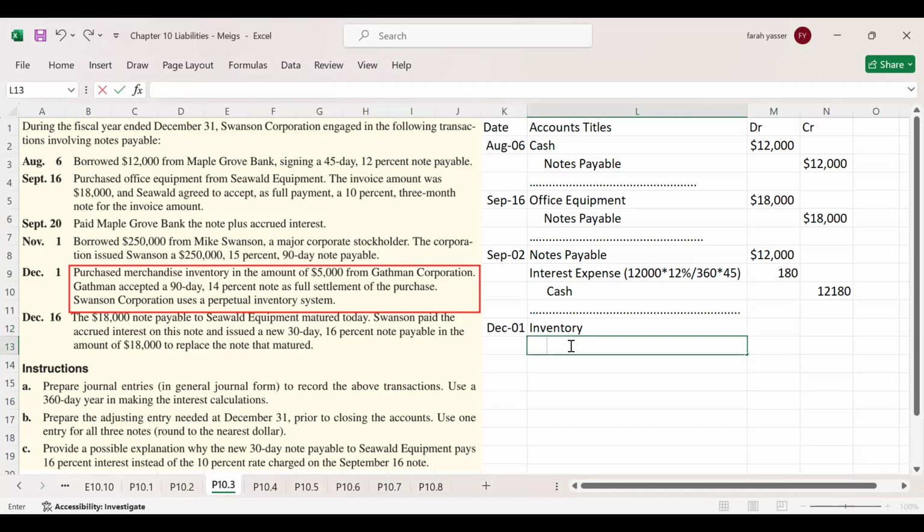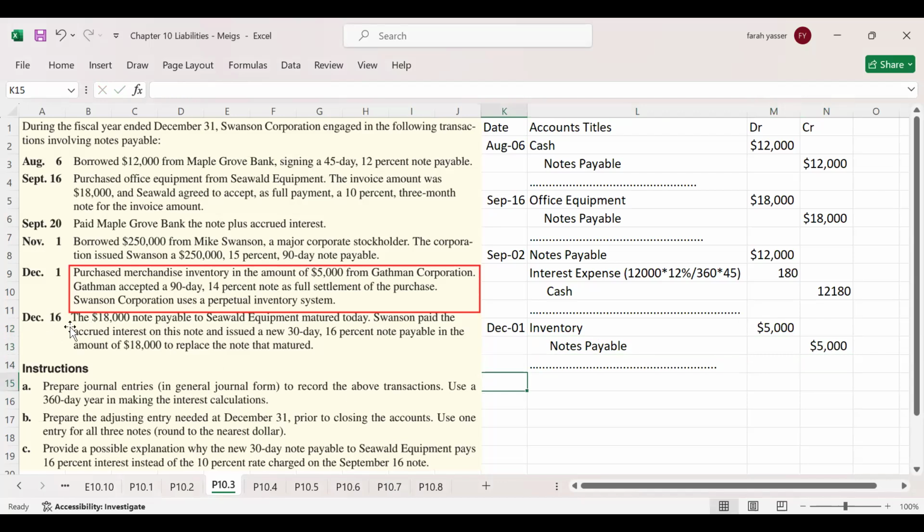So inventory is debit and the amount is not paid. It will be paid after 90 days. So notes payable is on the credit side. How much amount is involved? $5,000. So $5,000 will be debited and the same $5,000 will be credited. The last entry is on 16 December.